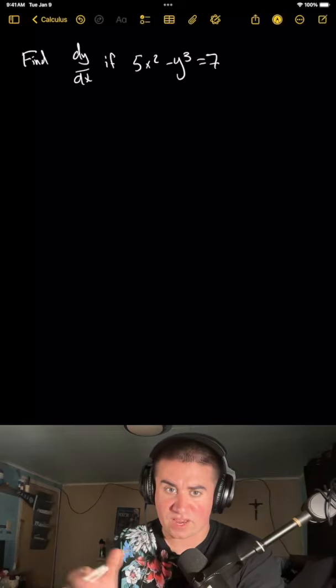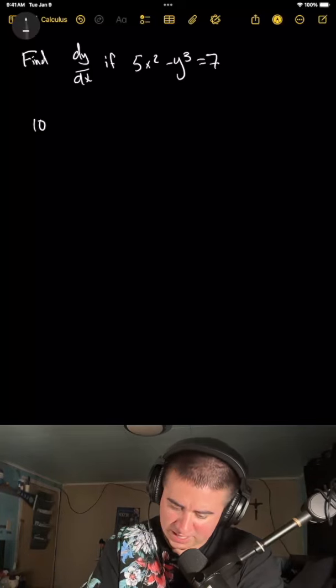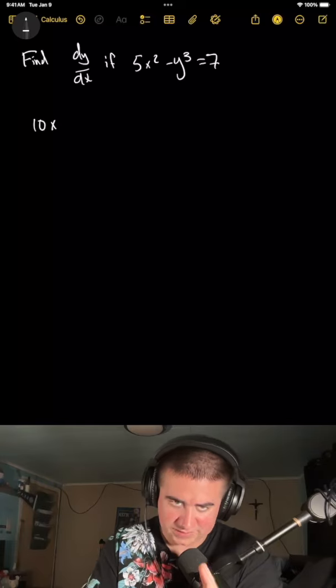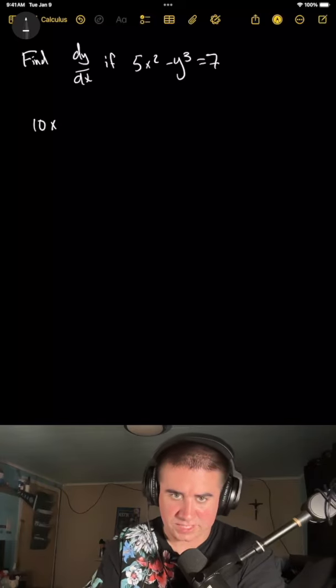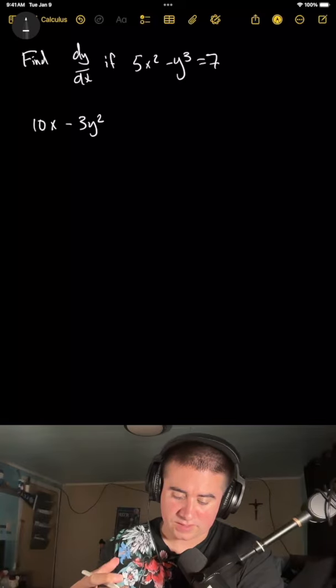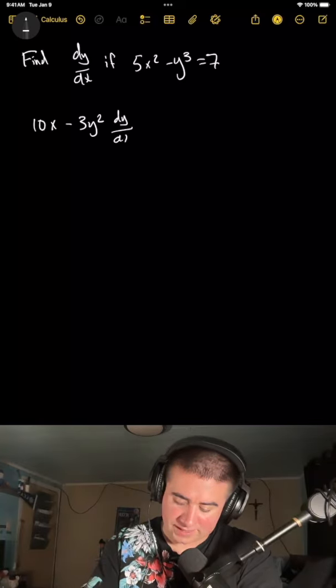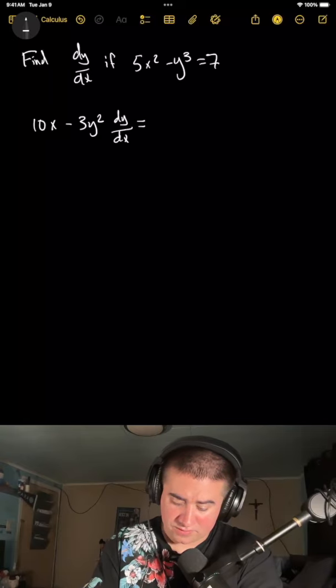That means taking the derivative of every single term of x and y. So let's go ahead and start. We're going to have 10x in the first term. That's taking the derivative. Of course, that's being multiplied by dx over dx, but that's equal to 1. So we're just going to write 10x minus 3y squared. That's the derivative of negative y cubed. However, every time you take the derivative of y, you need to multiply by dy/dx. Okay? And then, of course, the derivative of 7 is just 0.